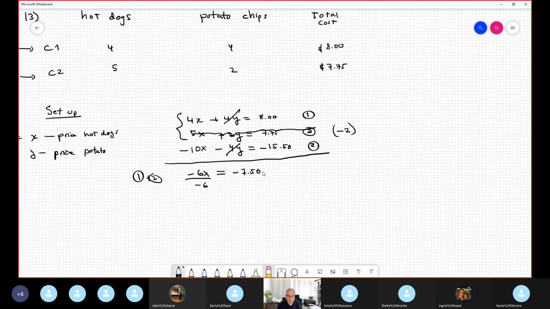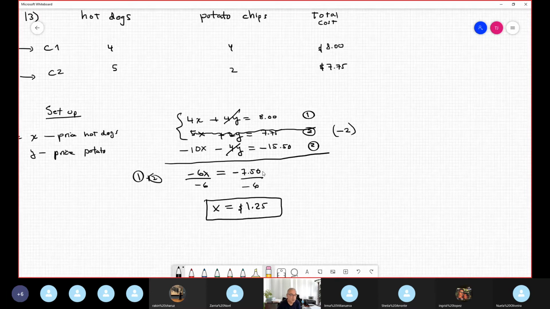Divided by -6 on both sides. Negative divided by negative is positive. Okay, nice. 7.50 divided by 6 is $1.25. This is the price for only one hot dog. Okay, X represents the hot dog, so that's the price of a hot dog. Now I'm going to find the price for the potato chip.